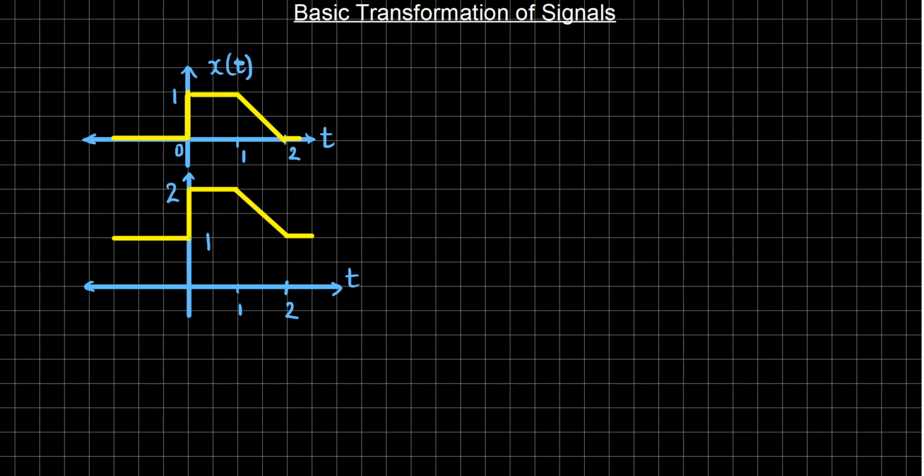Therefore, I may express this signal in terms of the original signal as x of t plus 1. This indicates that the new signal is simply the original signal, but with an additional value of 1, just because it is being shifted upwards by 1 unit. Similarly, we can shift this signal downwards. Let's try to shift this signal downwards by 1 unit.